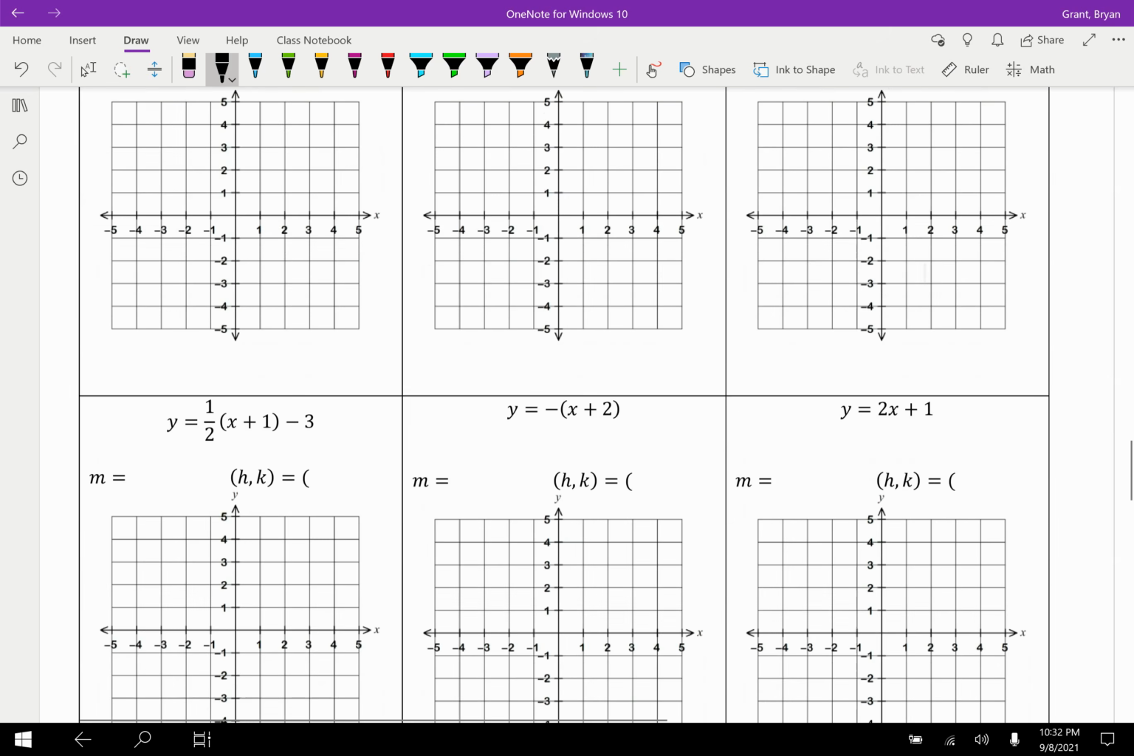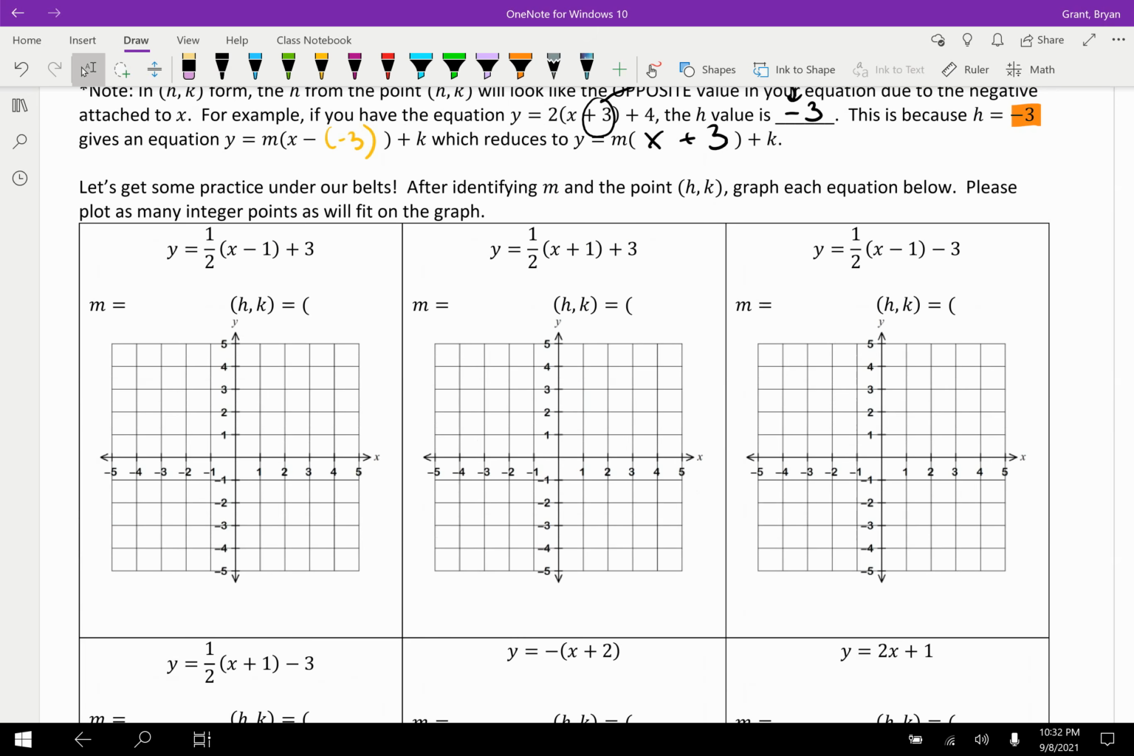So let's get some practice in. And I think this will make sense. I'm really just going to try one of these with you, then you guys should do the rest. It goes very, very quickly. It's very similar to slope-intercept form. So the first problem, y equals 1/2 parentheses x minus 1 plus 3. Let's identify the slope. Well, that's nice. It's right out front. Up 1, to the right 2.